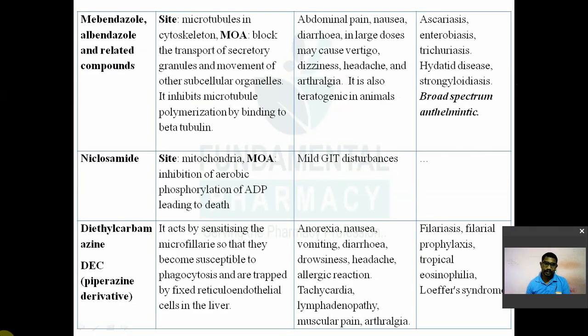The next drug is diethylcarbamazine citrate or DEC. It is a piperazine derivative, diethylcarbamazine citrate. So it acts by sensitizing the microfilariae so that they become susceptible to phagocytosis and they are trapped by the reticuloendothelial cells of the liver.